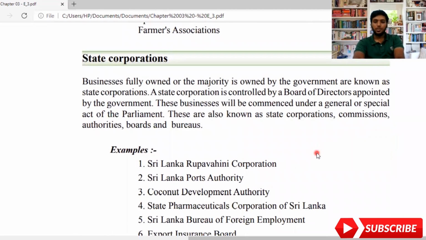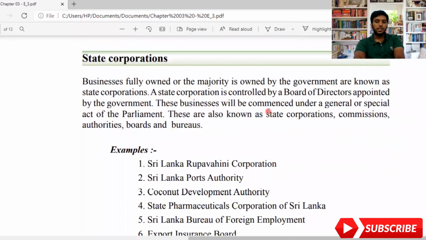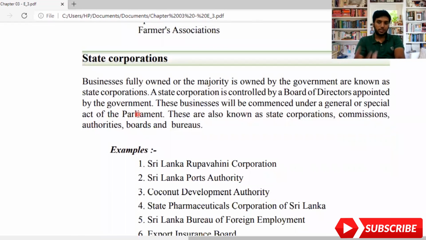State corporations, government companies can be known as state corporations. Businesses fully owned, or of which the majority is owned, by the government are known as state corporations. A state corporation is controlled by a board of directors appointed by the government. This business will be commenced under a general or special act of parliament. Now, a company run by the state is known as a state corporation, but they're saying a company which is run fully or partly. Partly means, like, 60% of the shares of a private limited company have been invested by a state corporation.